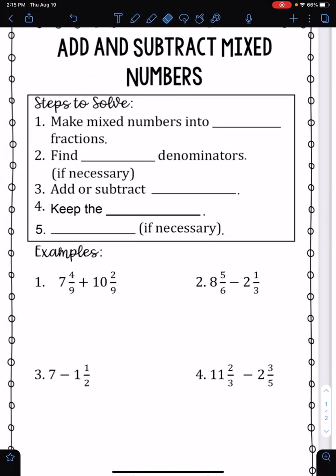Okay, today we're going to talk about adding and subtracting mixed numbers. We'll start off by saying there are different ways to do these problems. I'm going to show you my favorite way because it's always the same set of rules and you don't have to worry about borrowing or regrouping. So if you have a mixed number, step number one should be to change that to an improper fraction.